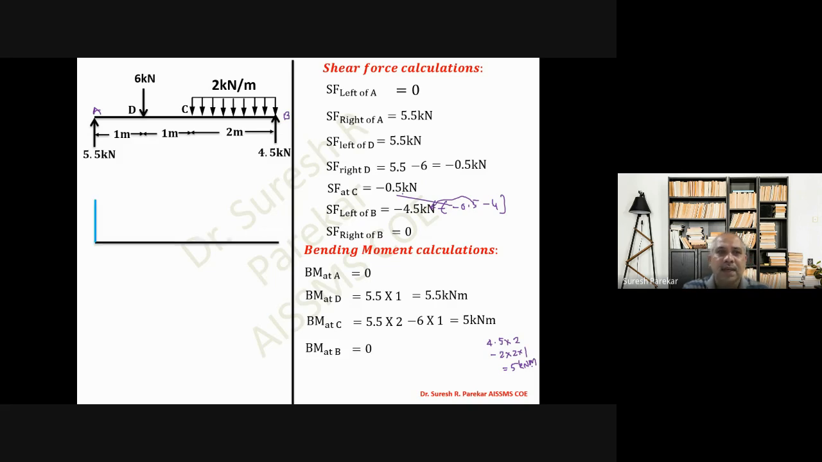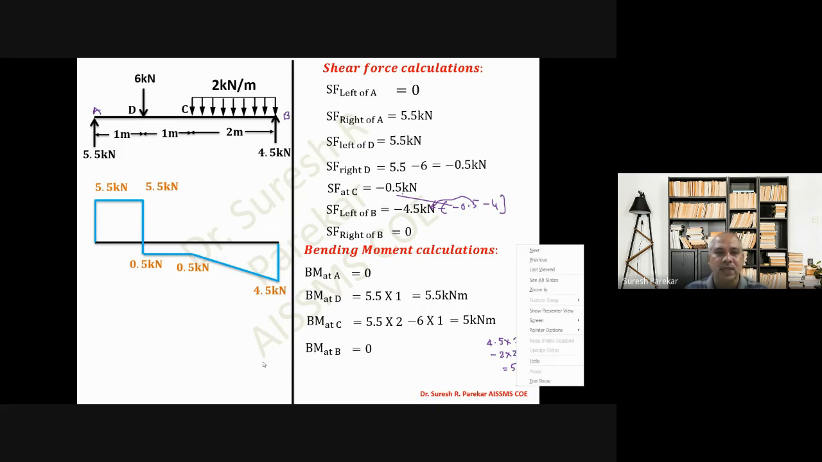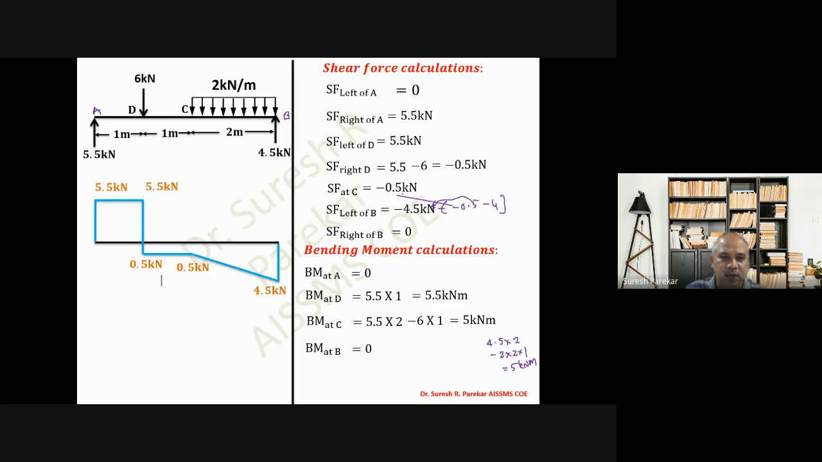So we will plot it. At A we have 0 and 5.5, same value we have left of B. Right of D we have minus 0.5. Then at C we have minus 0.5. Then at B we have minus 4.5, and right of B we have 0. So this we have as SFD in kilonewton, and then we will plot BMD. So we have BMD 0 at A, at D we have 5.5 kilonewton meter, at C we have 5 kilonewton meter, and at B 0.